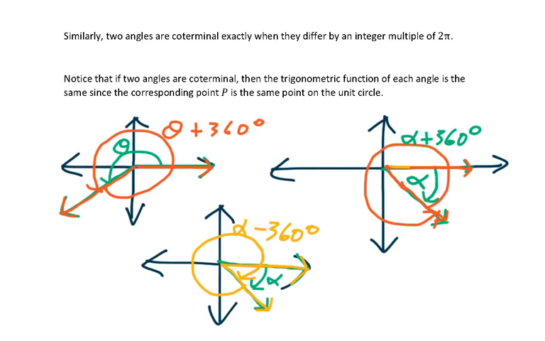And why do we care about coterminal angles? Well, it's because of what's down here. If two angles are coterminal, hopefully you can see from these pictures that the point P on the unit circle that they intersect would be exactly the same. In other words, if you evaluate a trig function at coterminal angles, you're going to get exactly the same value.